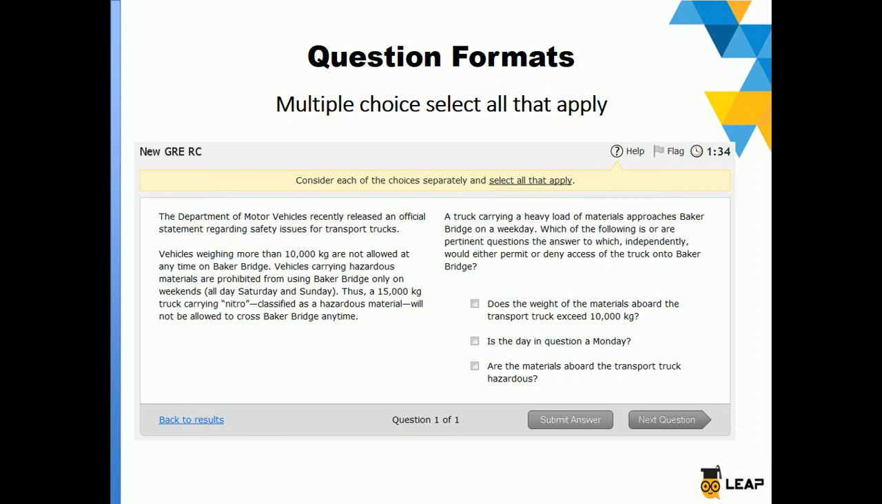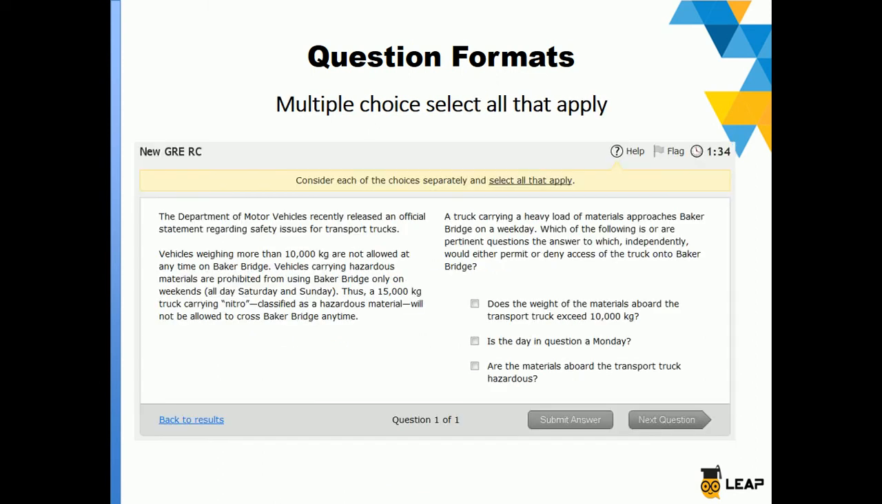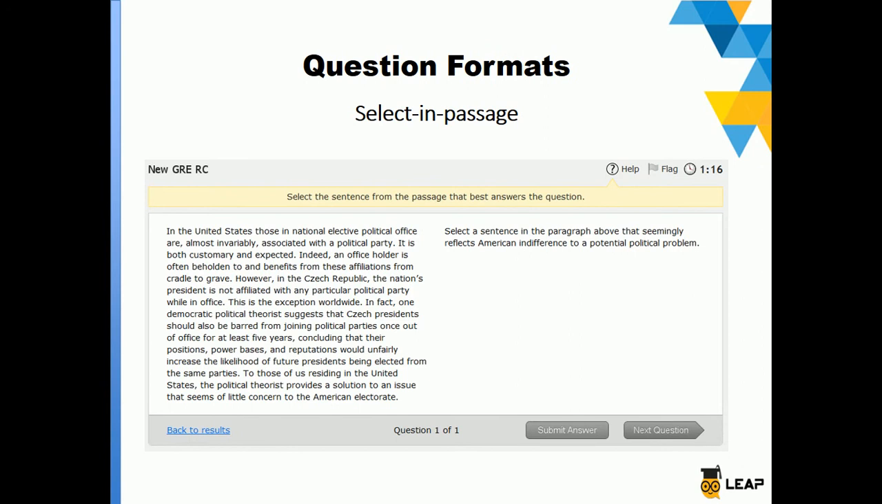This is exactly what the question looks like. You're given the passage and then asked a question followed by answer choices, which typically have a square symbol next to them. In the multiple choice format you're given circles because you have to select one. But in the select all that apply variety, you're given check boxes, so you can select more than one. And the last question format is select in passage.